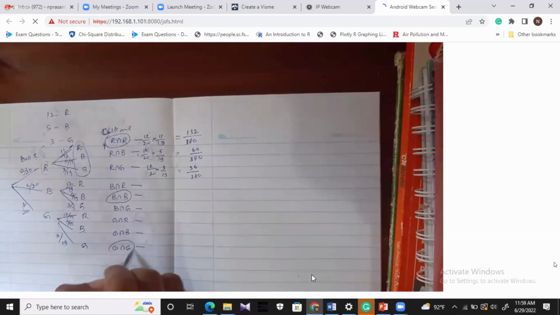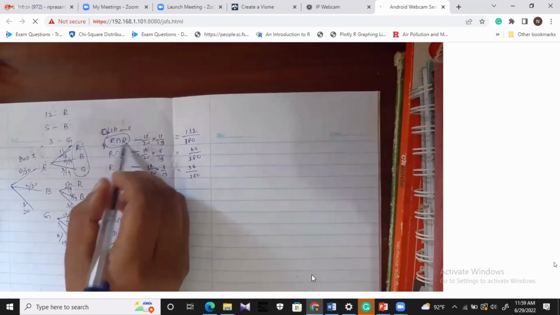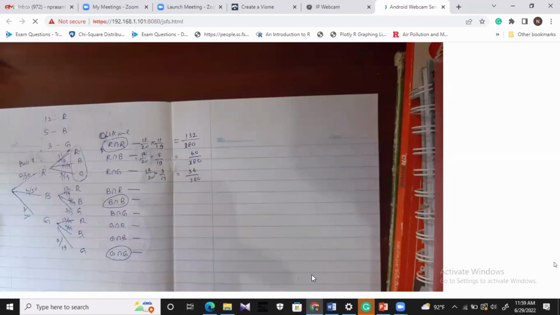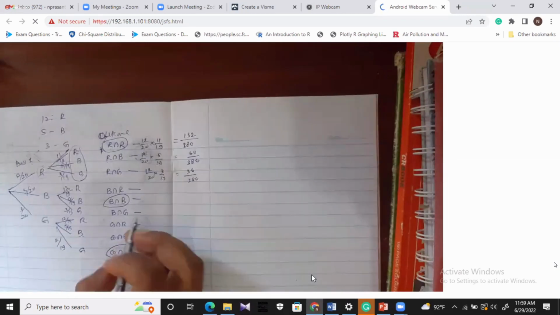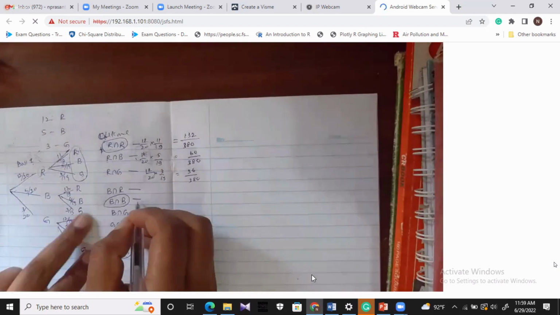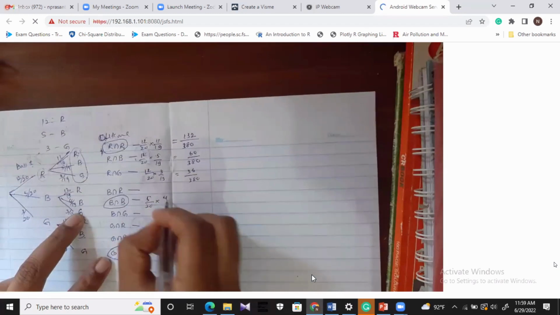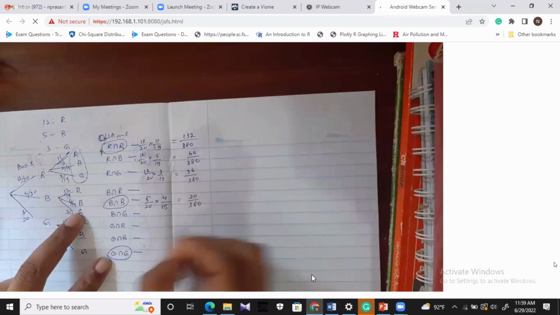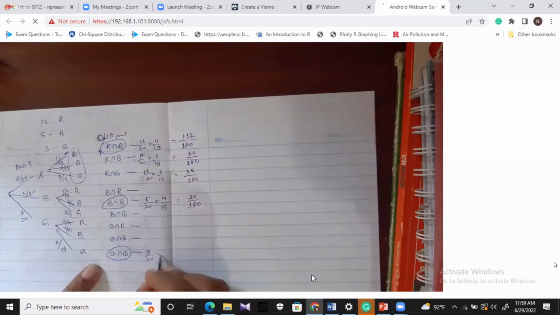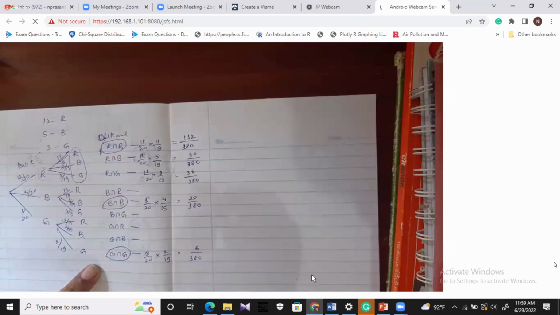Then G and G. That means we need to add the probabilities of R and R, B and B, and G and G. Understand? So the probability of getting B and B is 5 upon 20 times 4 upon 19. That is 20 over 380. Here the probability is 3 upon 20 times 12 upon 19. That is 6 over 380. So the answer for the second is this probability, this and this.